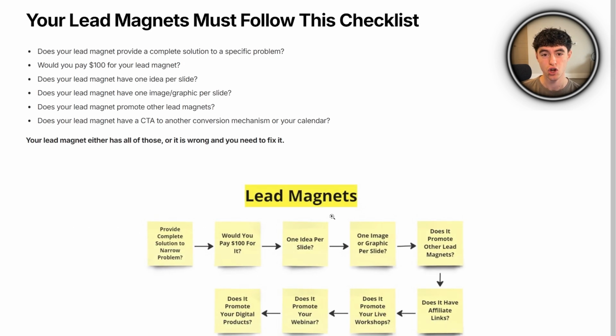So your lead magnets also should follow this checklist once you have all these steps completed. Let's start off with, does your lead magnet provide a complete solution to a specific problem? Would you pay $100 for this? Does your lead magnet have one idea per slide? Does your lead magnet have one image or graphic per slide? Does your lead magnet promote other lead magnets? And does your lead magnet have a call to action or another conversion mechanism or your calendar? Your lead magnet either has all of those or it is wrong and you need to fix it immediately.